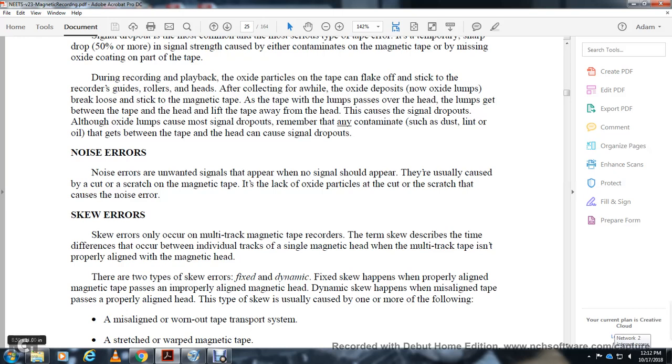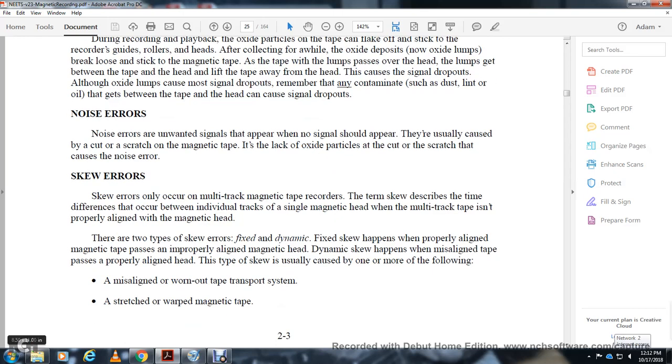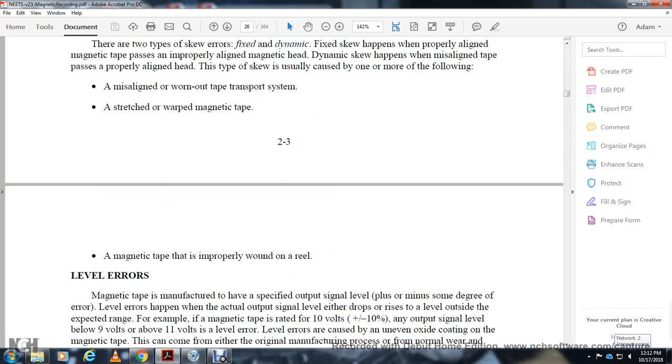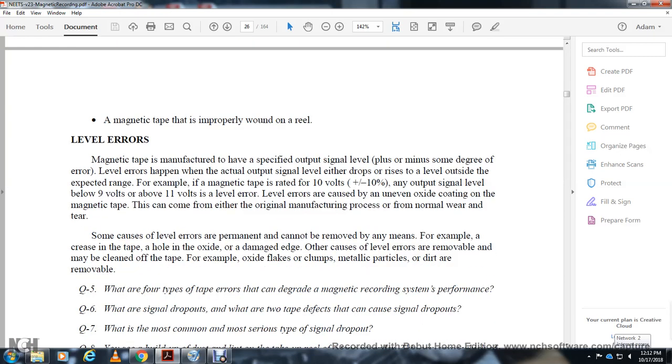The problem is a head that is not properly aligned. This type of error is usually caused by one or more of the following: misaligned or worn out tape transport system, stretched or warped magnetic tape, magnetic tape that is improperly wound, or a level error of the magnetic tape where the manufacturer-specified output is not met.